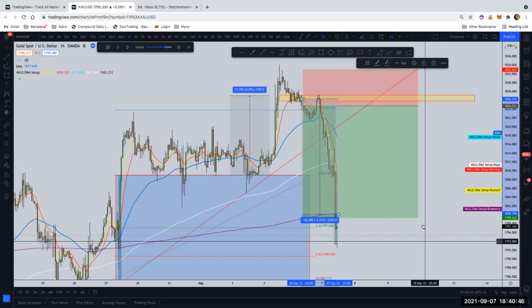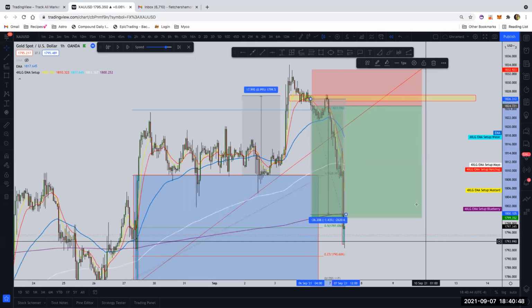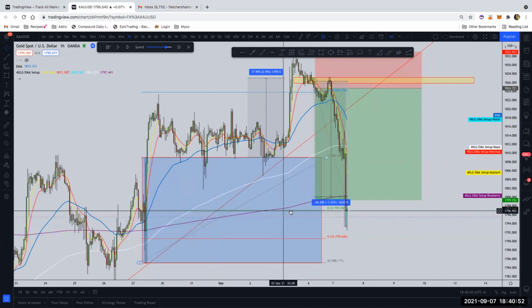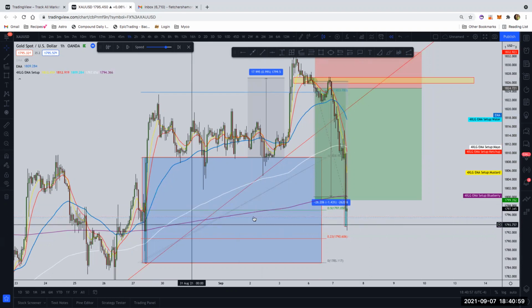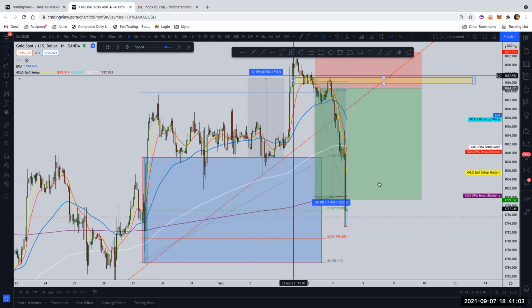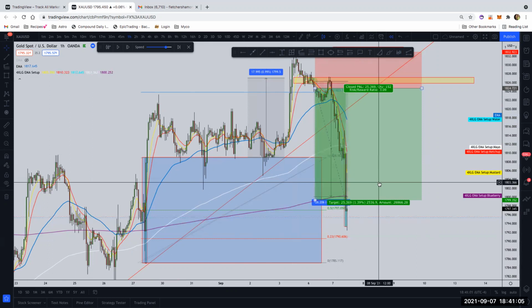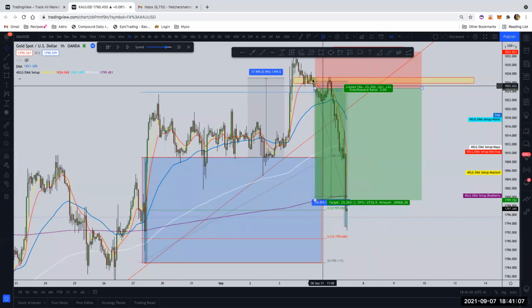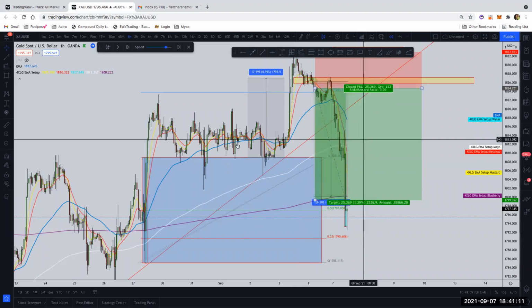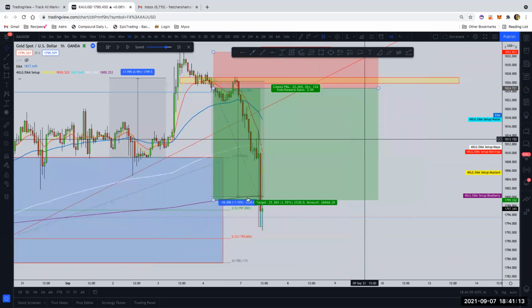Because either way, right? So here's my thing. We know that ultimately we have re-entry points in our trap. We know that price tends to pull back to those re-entry points. This is how we can find if price is going to pull back. This is how you tell how far price will pull back.